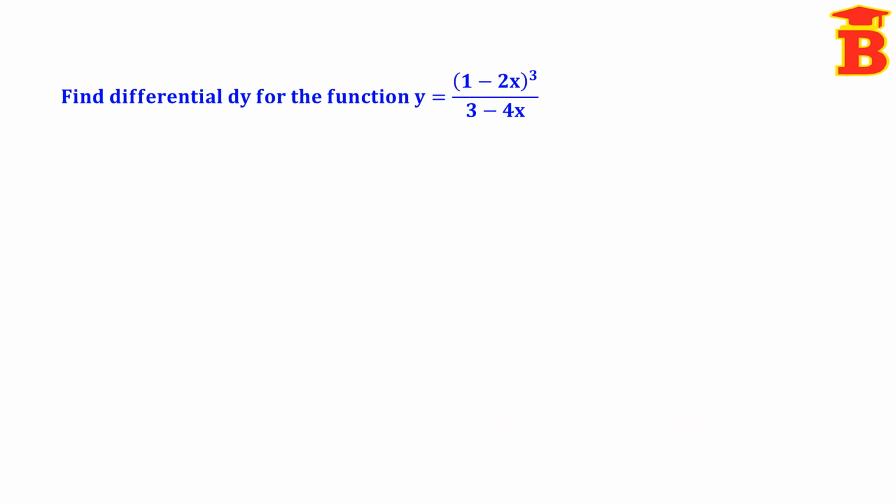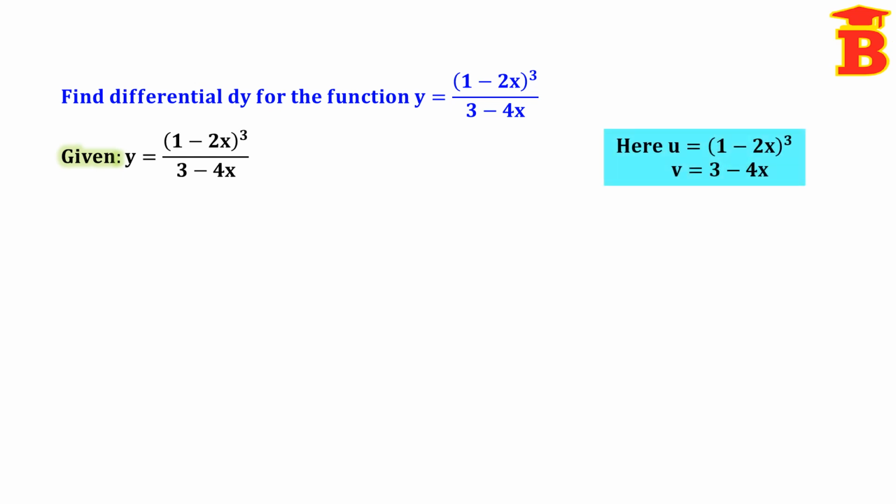Next problem, find differential dy for the function y equal to (1 minus 2x) whole cube divided by (3 minus 4x). So write the given. Here we have to use the formula u by v. So here u is numerator (1 minus 2x) whole cube and v is denominator 3 minus 4x.